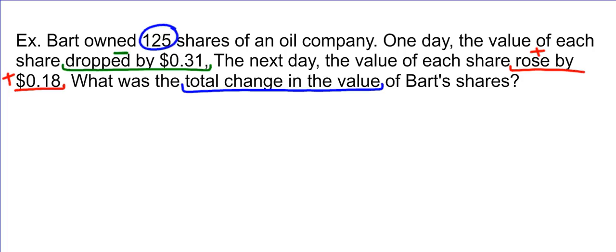So there are two ways we could solve this. We could find out how much he lost on day 1, and then how much he gained on day 2, and find out what the difference is. Or we could find out how much each share changed by, comparing the 31 cents and the 18 cents. First, I'm going to show you both methods. You decide which one you want to try. So pause the video, try it, and then check your solution.